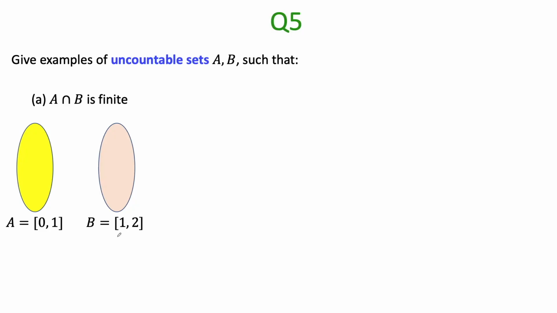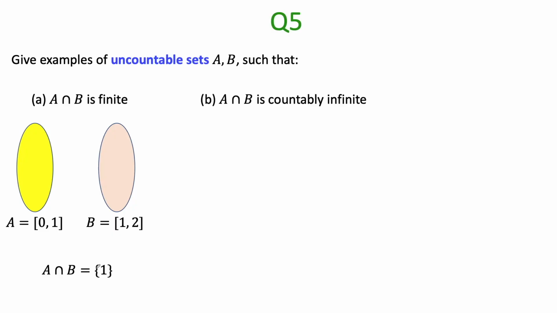Remember, we proved that the set of all real numbers between 0 and 1 has cardinality not Aleph null, so it's an uncountable set. We can follow the same argument to prove that the set of all real numbers between 1 and 2 is also uncountable. I'm not going into the proof of that; I leave it as an exercise for you. Now, what can you say about the intersection of set A and set B? There is only one element in the intersection of these two sets, namely the number 1. This is a singleton set, and hence it's a finite set.